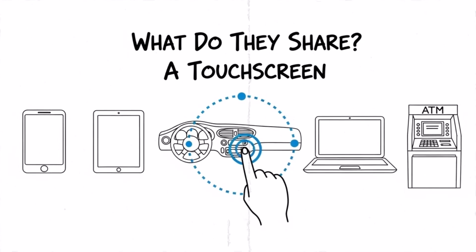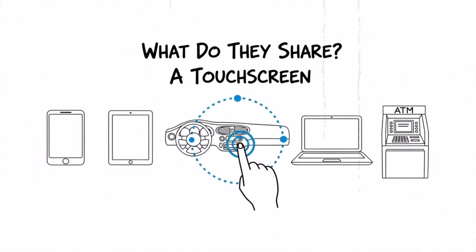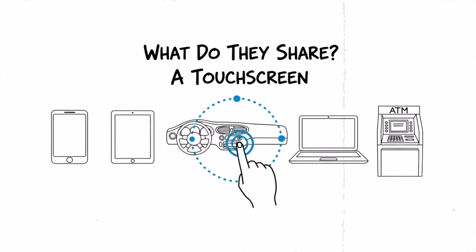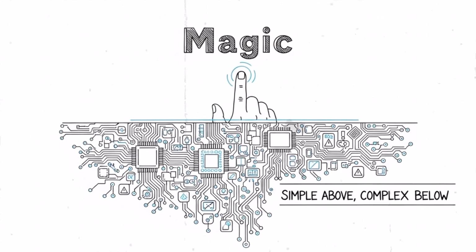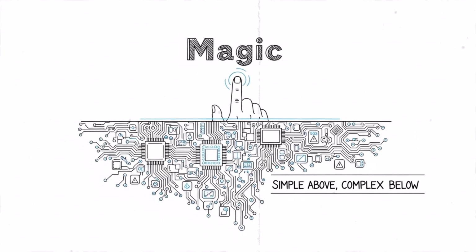Look at your phone, your tablet, your laptop, your car dashboard, your ATM. What do they all have in common? A touchscreen. It feels simple. You touch the glass. Something happens.